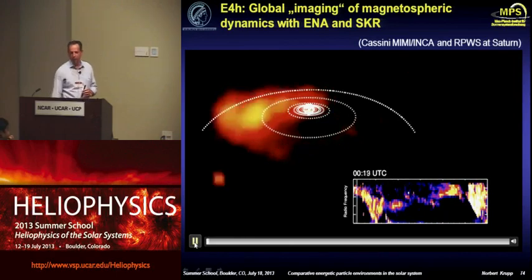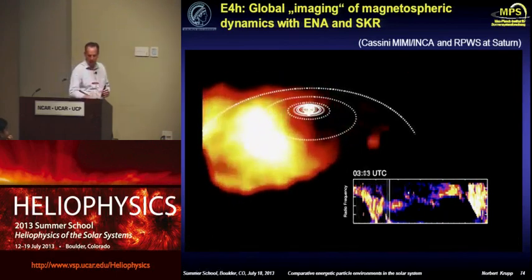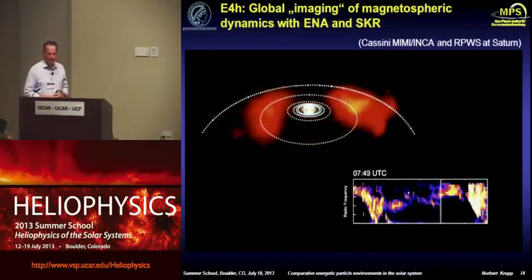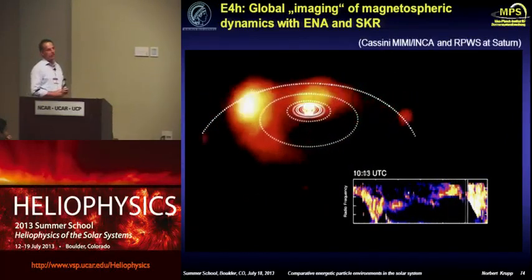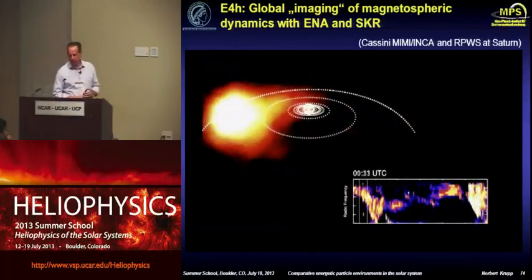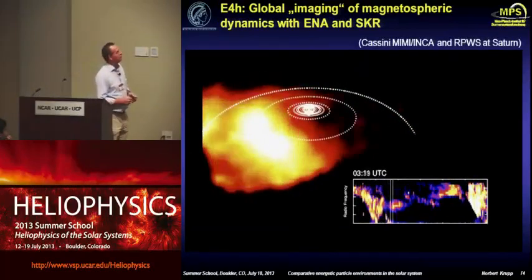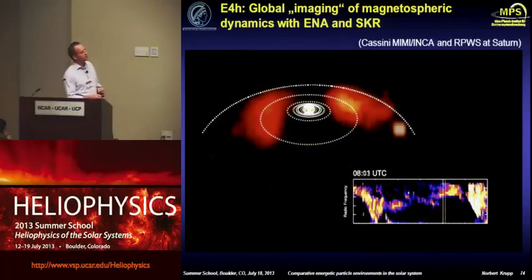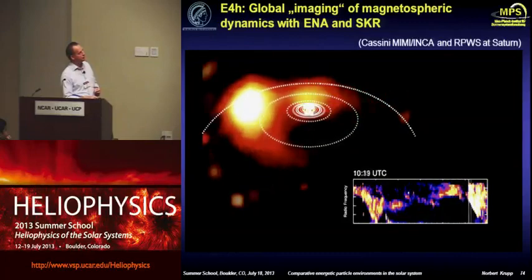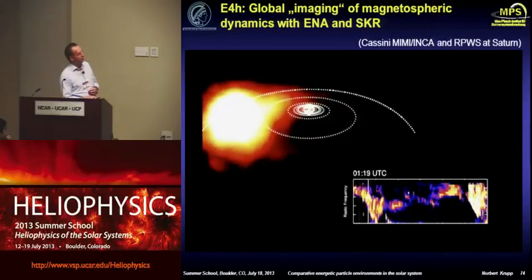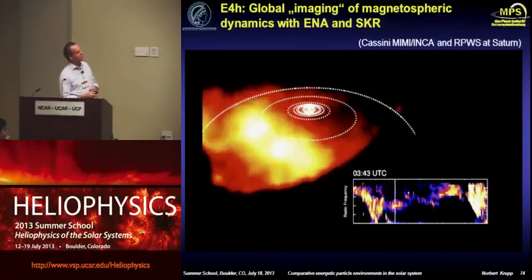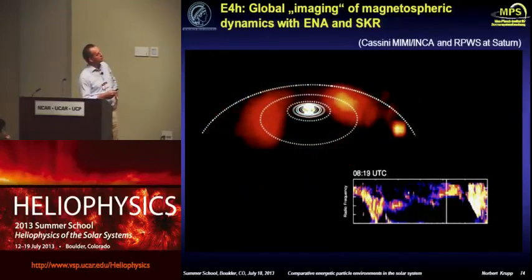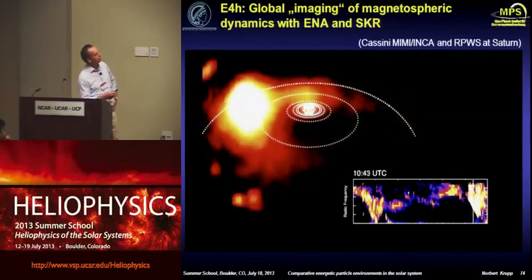One about the global imaging of a magnetosphere by using this ENA concept. So what you see here is a projection of the ENA emission seen by the INCA camera in the Saturnian magnetosphere. And in addition, you see here also the radio wave profile as a function of time. So you see here, this is Saturn in the center with the rings. These are the moons, various moon orbits. This is the orbit of Titan.